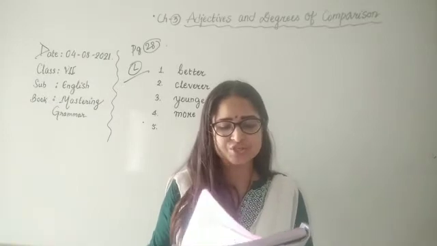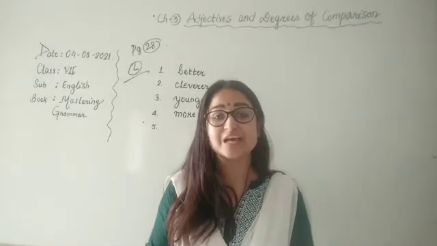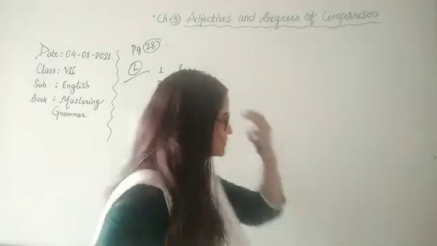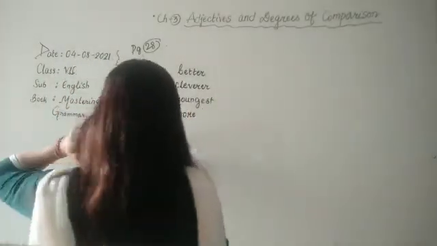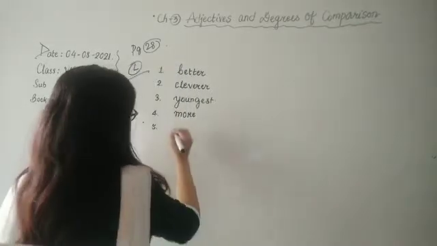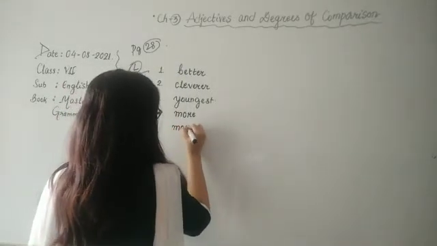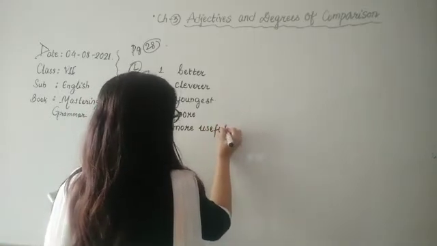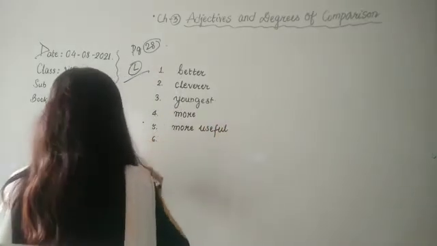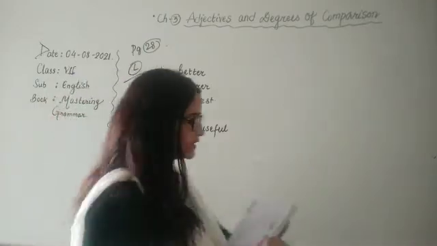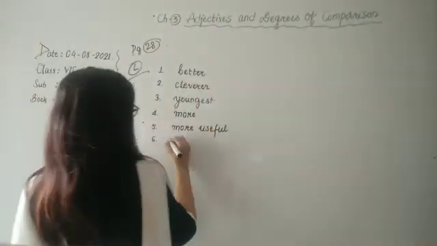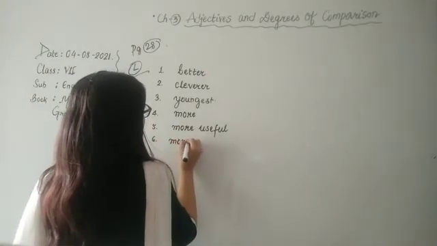Number 5 now. Iron is dash than any other metal. Useful. Useful, more useful, most useful. So, iron is more useful, because it cannot be changed into comparative or superlative by adding ER or EST. Number 6. Hari is dash any other boy in the class. More intelligent. Hari is more intelligent.